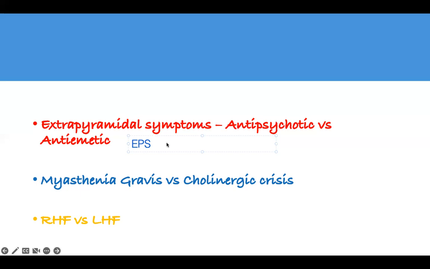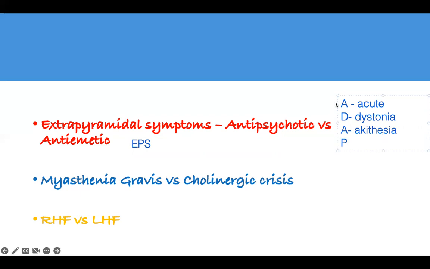Then you have to know what is the EPS. Okay, the EPS I call it ADAPT. So EPS is ADAPT where A is acute problem, and the D is dystonia. Dystonia means all your muscle tone is affected. And the other A is akathisia. They cannot stay still. They keep on moving non-stop.